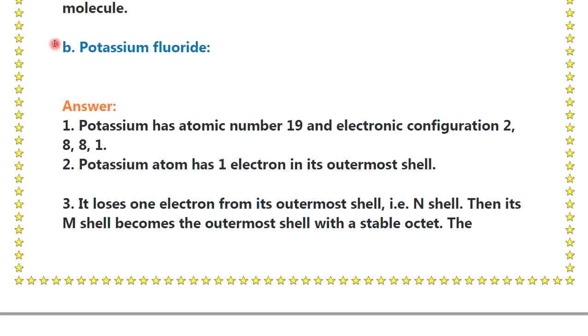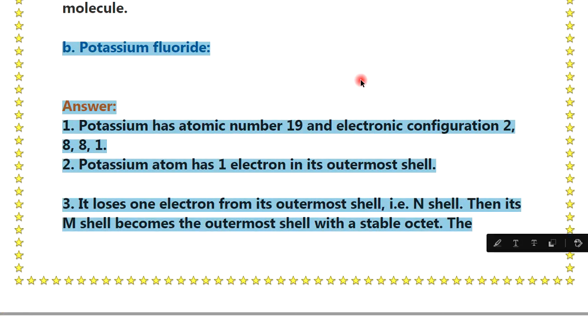Then B is potassium fluoride. Potassium has atomic number 19 and electronic configuration is 2,8,8,1. Potassium atom has 1 electron in its outermost shell. It loses 1 electron from its outermost shell, that is N shell. Then its M shell becomes the outermost shell with a stable octet.